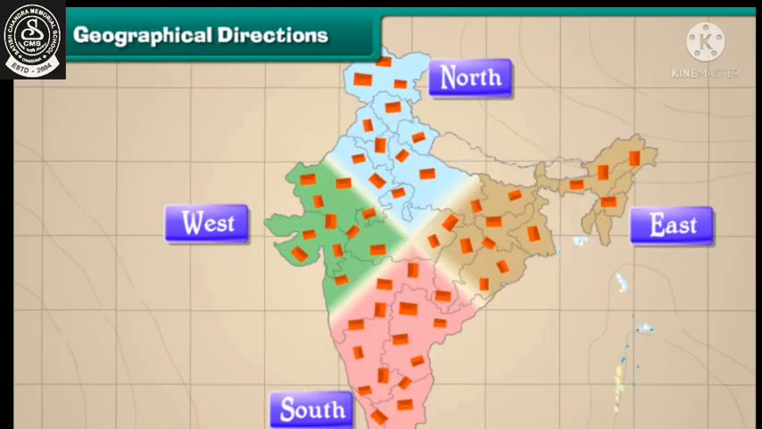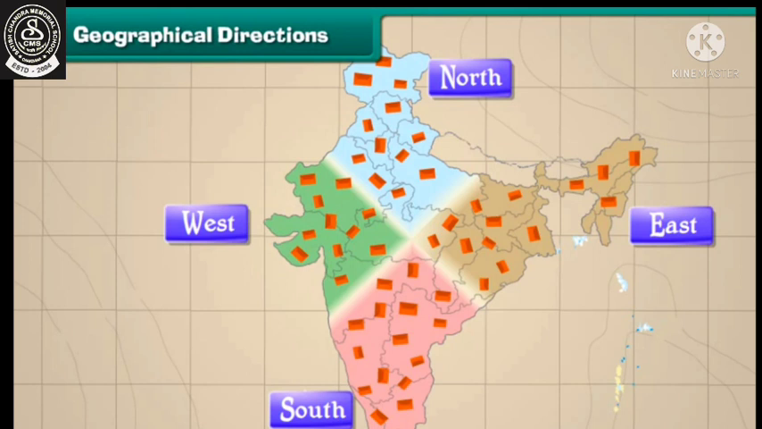Now this is our country, India. This is the map we have. See, we have divided our country also according to the directions. So on the north side, the light blue colored part is the north part of our country. And this yellowish part is the east part of our country.